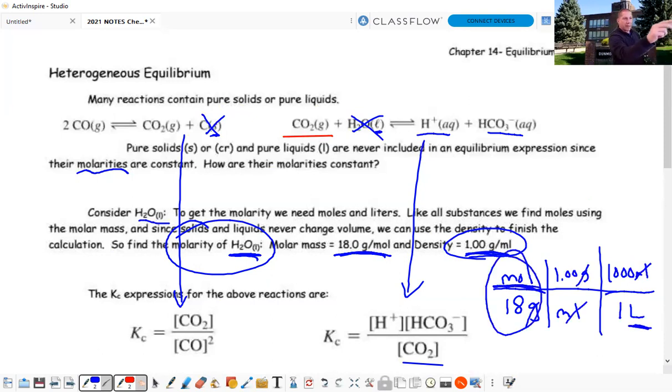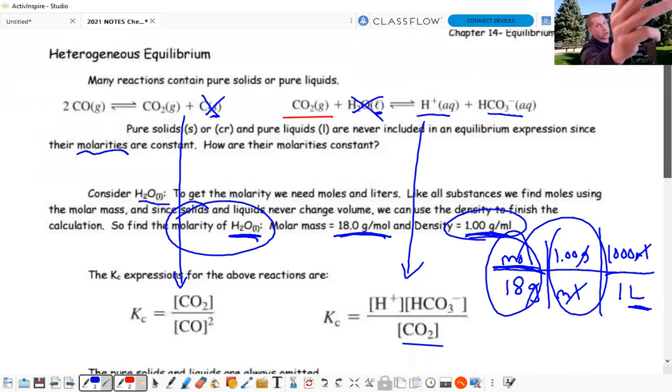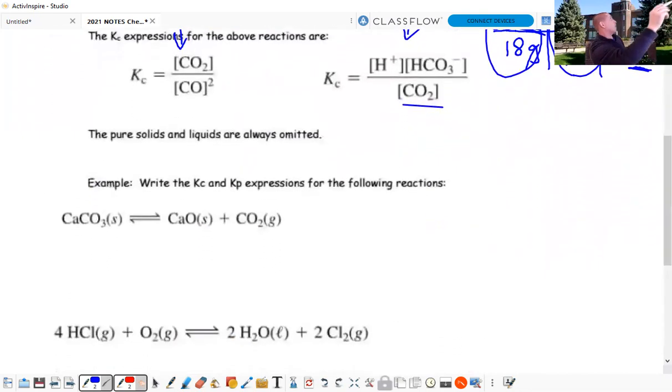Well, it's always a molar mass of 18, and it's always a density of 1 at a particular temperature. And so the molarity never changes. So really, we are including them in the rate constant. It's just included in the value, and then the substance itself is left out. So any liquids or solids are always omitted. So let's write the Kc and the Kp for both of these.